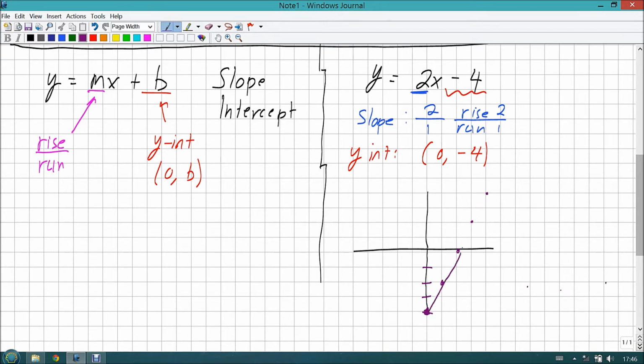But for some reason today, Mr. O'Neill just can't draw straight lines. So maybe one piece at a time. How does that sound? There, that looks pretty good. So there's the graph of the line.